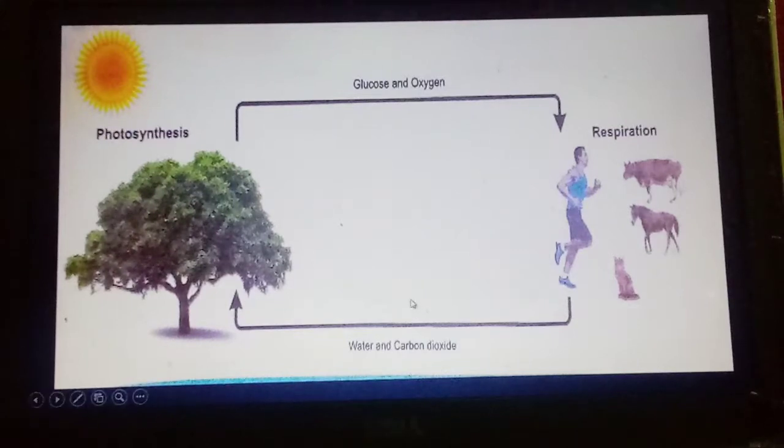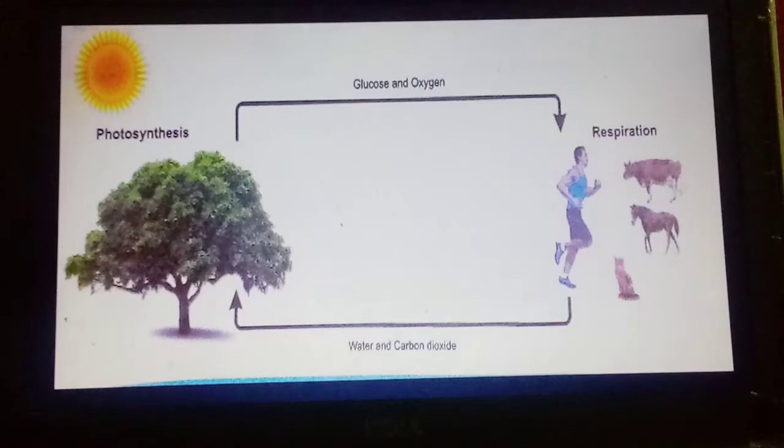When solar energy, sunlight, comes to photosynthetic plants, any plants that can do photosynthesis, they make glucose and oxygen. Then this oxygen and glucose are used by animals during respiration, and the products will be carbon dioxide and water. This is again used by plants. So these two processes are involved in the transformation of energy from one form to another.